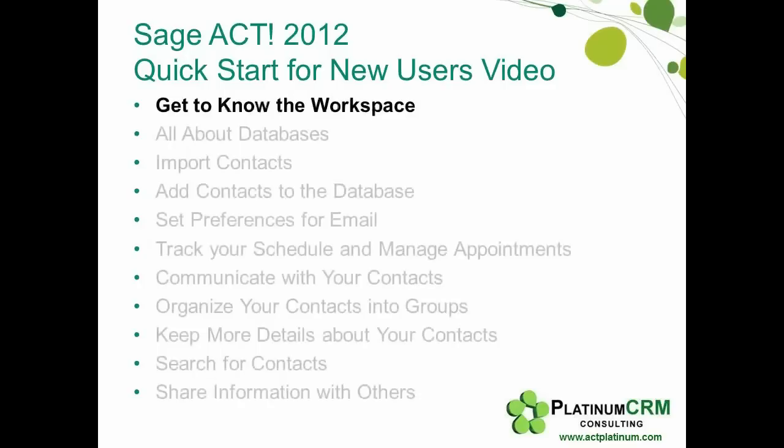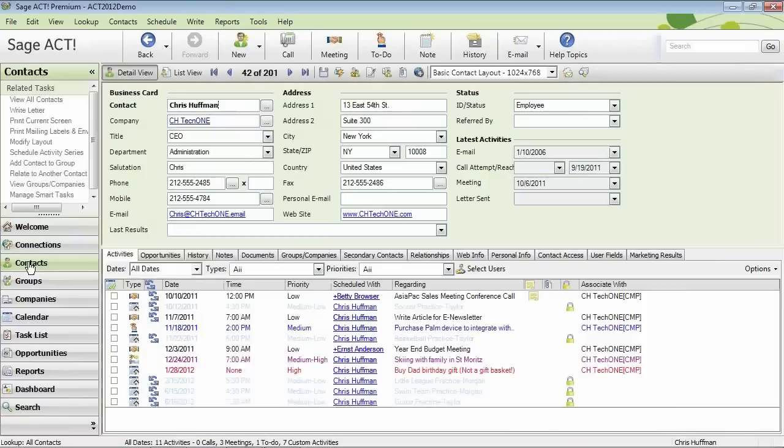Get to know the workspace. Most of the tasks you want to do in Sage Act require you to open a view, click commands on the menu bar, click buttons on the global toolbar, click buttons on the navigation bar or navbar, or click tools on the view toolbar. The view appears in the main window of the application.